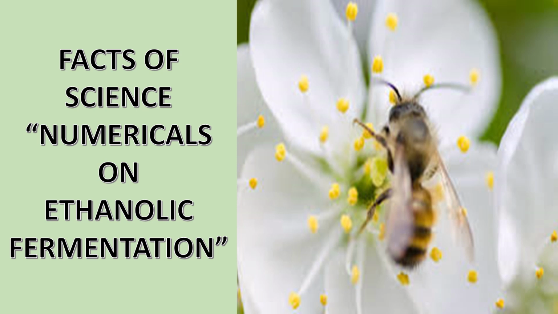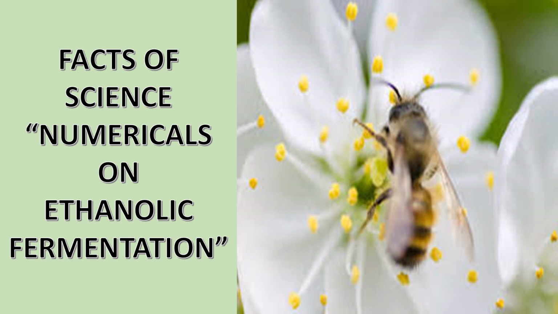First of all, there are two types of respiration: one is aerobic and another is anaerobic. Aerobic respiration occurs in the presence of oxygen. Glucose is converted into carbon dioxide and water. In anaerobic respiration, which is also called fermentation, glucose is converted either into ethanol or into lactic acid.